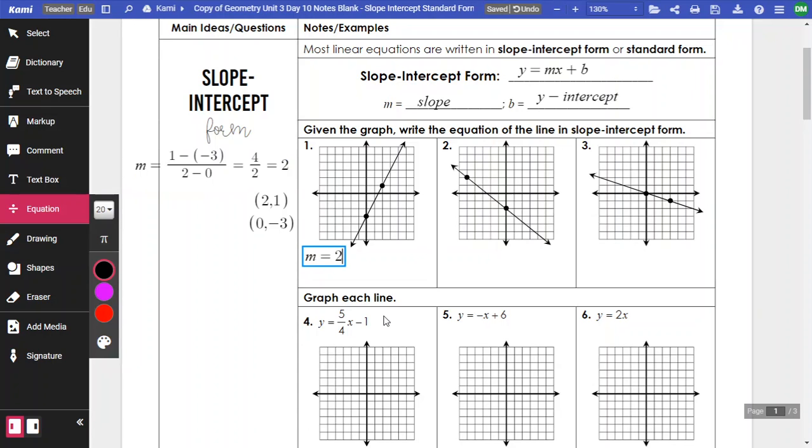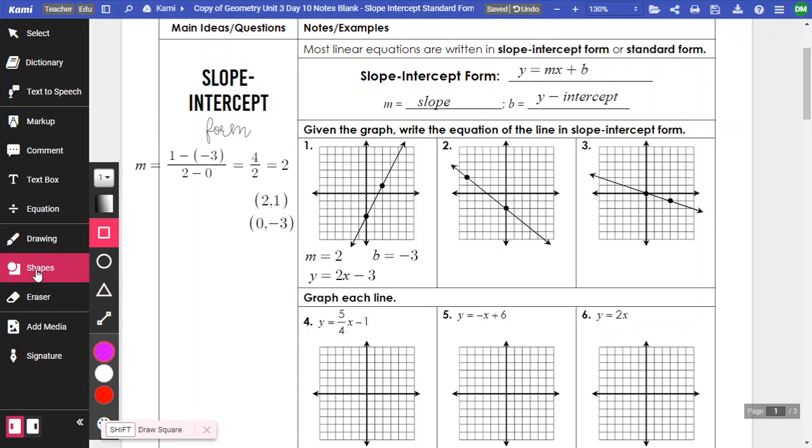So m equals 2. And then our b is what number we touch the y-axis at. And it's actually this point right here. So (0, -3). So our b is -3. And now that's all we need to actually write the equation of this line. So in slope-intercept form, y is equal to m, which is 2, times x, plus b. Well, our b is negative, so I'm going to say -3. And every point on that line will have an x-coordinate and a y-coordinate that makes this equation true. So right there, y equals 2x minus 3.